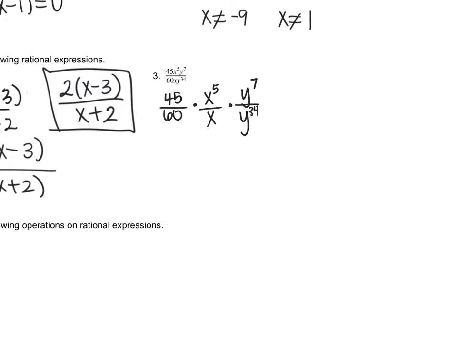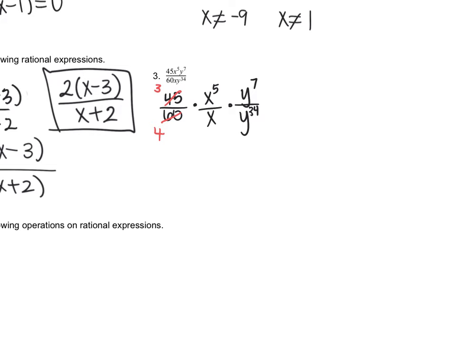When we have a monomial like this, the simplest way to simplify it is to break it up and look at each part that's going to simplify. So I'm first going to start with the 45 over 60. I want to find the biggest number that goes into 45 and 60. And 15 goes into both of these. So 45 divided by 15 is going to leave us with 3. And 60 divided by 15 is 4.